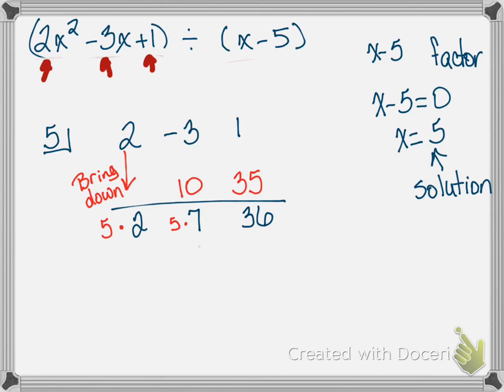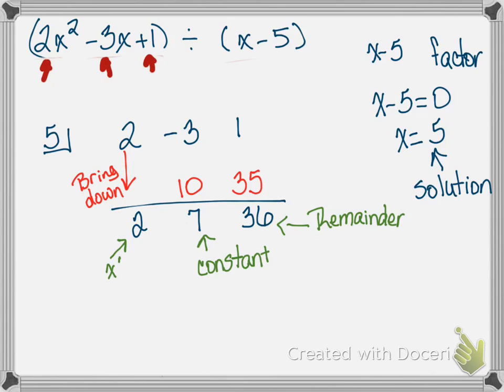You always start on the right-hand side. This is always going to be my remainder. Always. I'm going to erase what I multiplied by. This right here is always going to be my constant. This right here is always going to be my x to the first. Those are the coefficients that go with these. So my answer here is 2x plus 7.